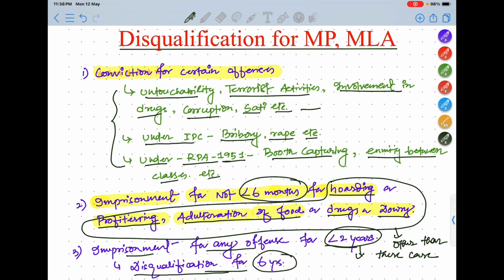So here are two scenarios. If you are found guilty of these crimes: hoarding or profiteering, adulteration of food or drugs, or dowry, in this case, if you are convicted and that is imprisonment for more than 6 months, then you can be disqualified. And in any other crimes, if you are convicted and your imprisonment is more than 2 years, then you can be disqualified. And in this case, imprisonment for any offense for more than 2 years, your disqualification will last for 6 years. So this is important.